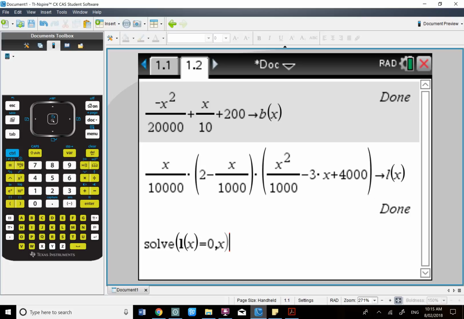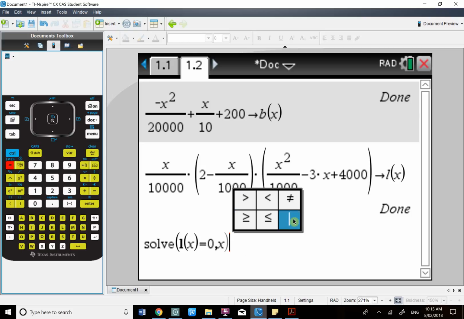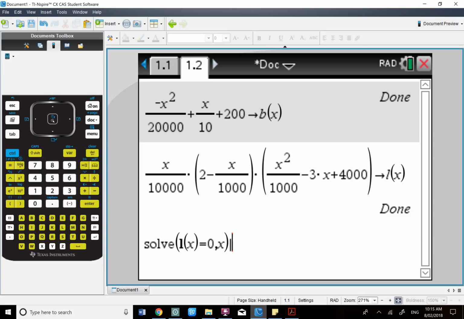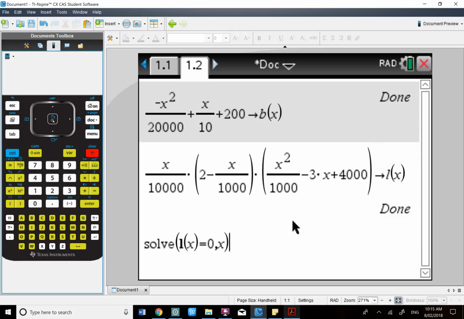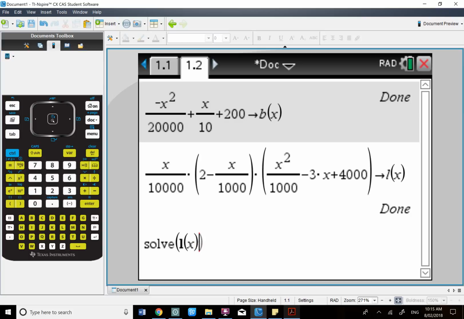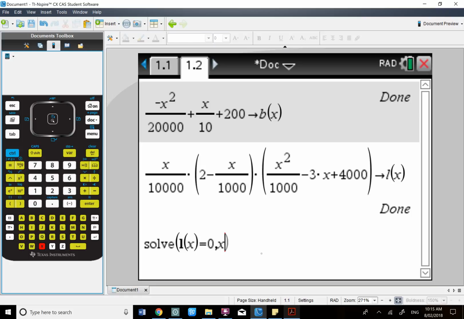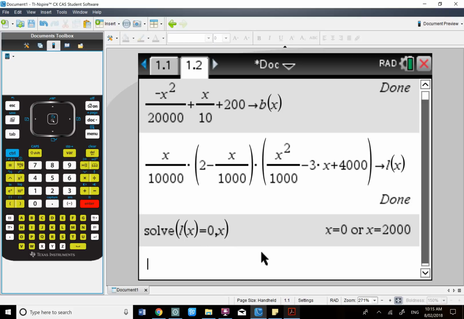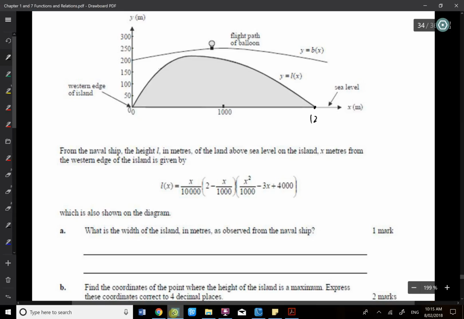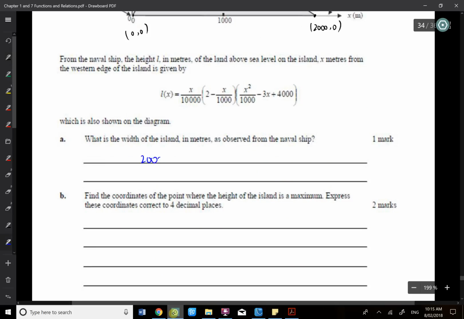Move where you're editing outside the bracket. Control equal gets this bar, which restricts your domain. Do I have the domain? No, not yet, not for L, so I don't need to restrict it. Just solve for 0. Sorry, forget that: L(x) equals 0, comma x. That's what we're trying to solve. For that, we got 0 and 2000. So 0 and 2000. You will have the width of the island as 2000 meters.